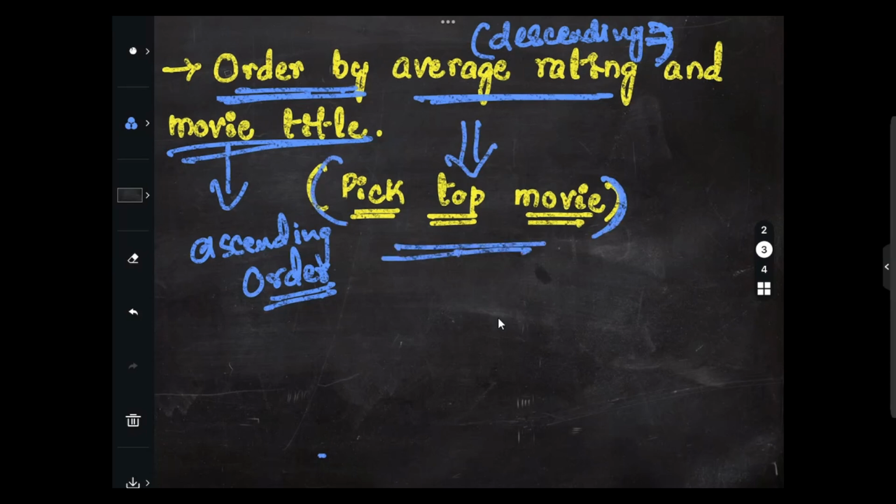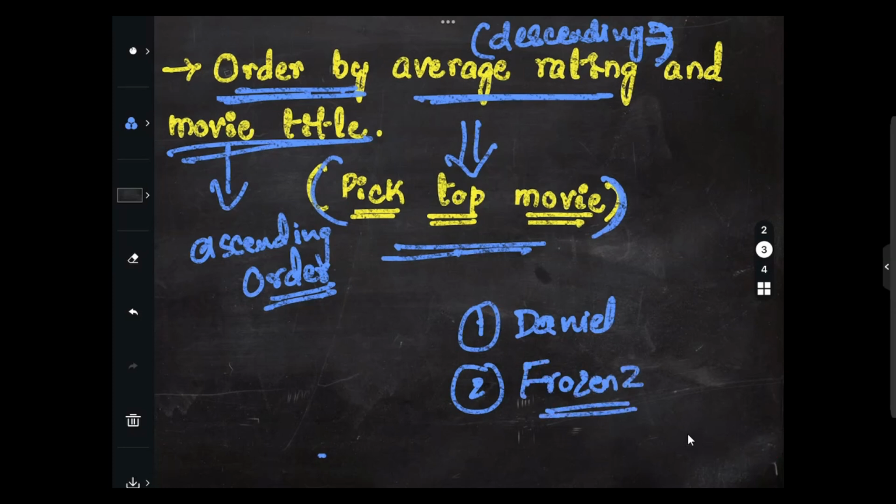So we got the output for the first example. If you remember, we got Daniel, and the second one was Frozen 2. So that is how we got Daniel and Frozen 2, right? I hope the approach is completely clear. This is the approach that we'll be going with.